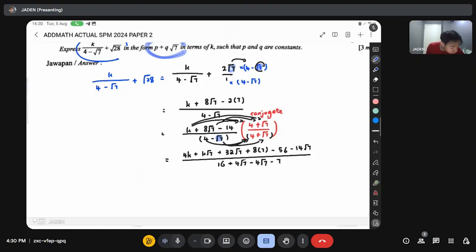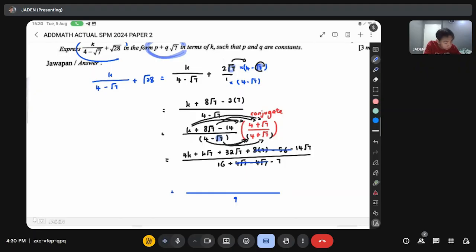So at the bottom here, these two can cancel. So 16 minus 7 is what you have at the bottom. 9 here. Okay, and then at the top, it seems complicated, but it's okay. As you can see, this is 8 times 7, 56. 56 minus 56, so no more numbers here.